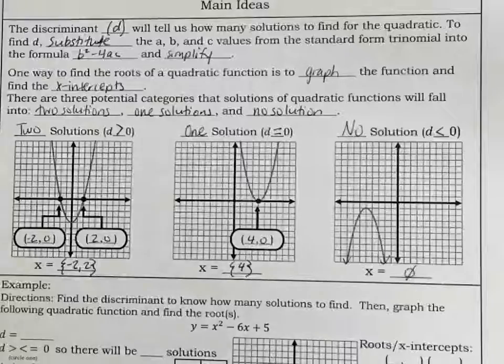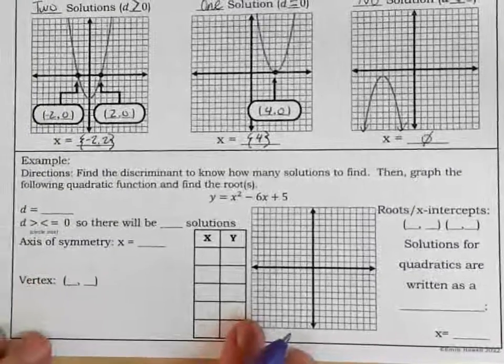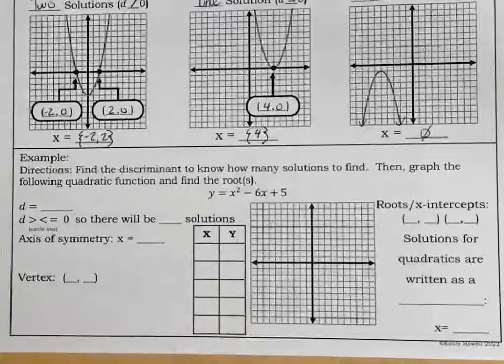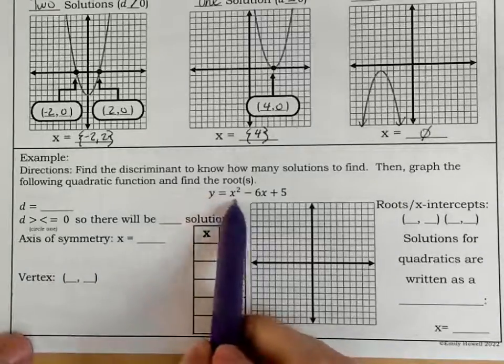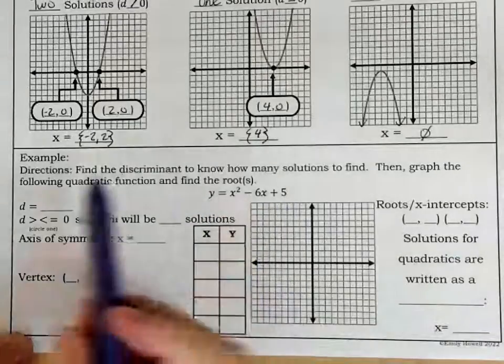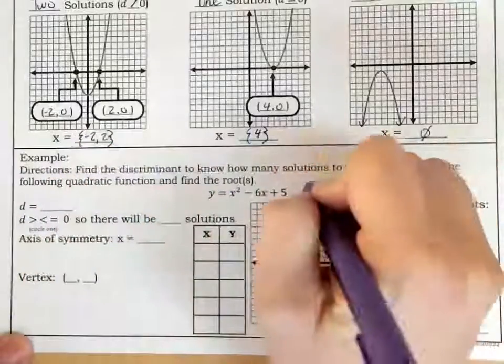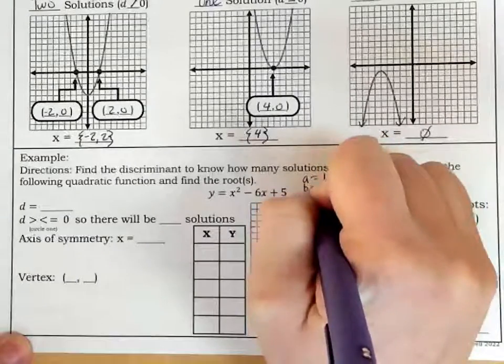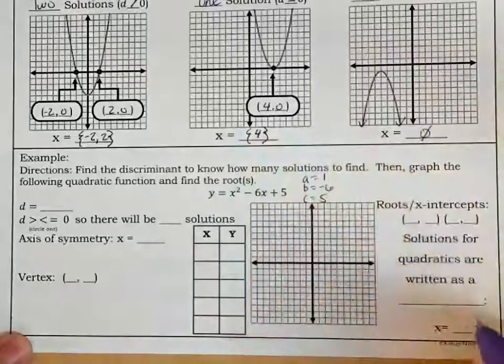Okay? So we're going to do a quick example together just to walk through this process. First off, we need to find the discriminant to find out how many solutions we're going to be looking for. Then we need to graph it like we've done before and find the roots. So here's our equation, x squared minus 6x plus 5, and we're going to look for our discriminant. So first off, a is 1, b is -6, and c is 5.